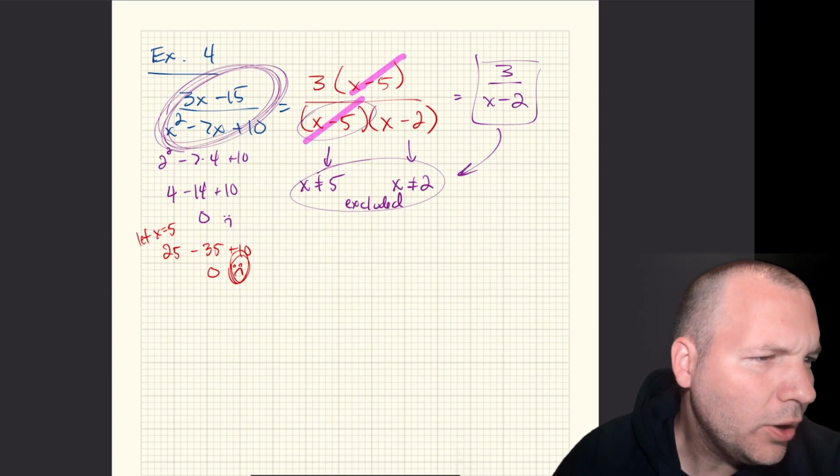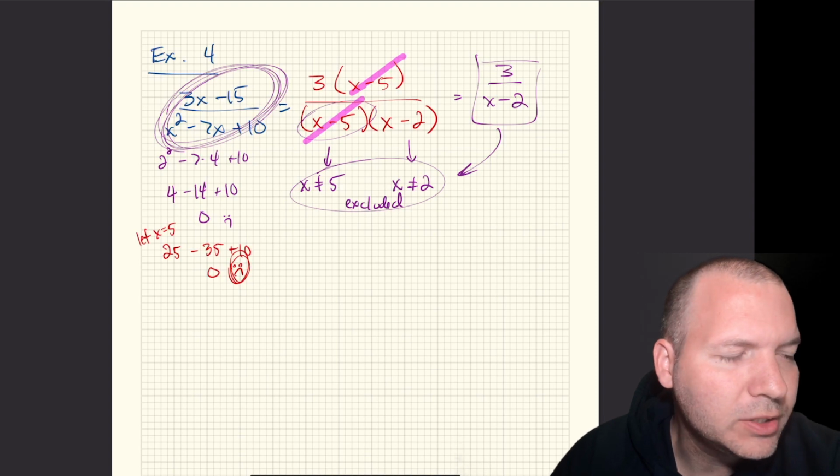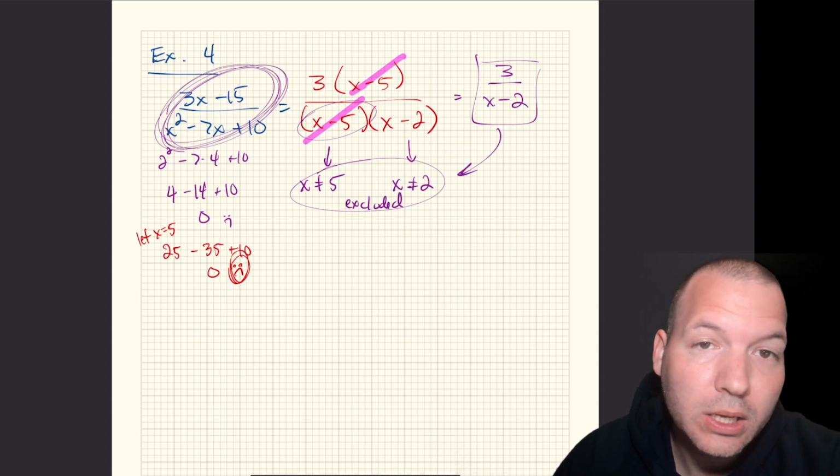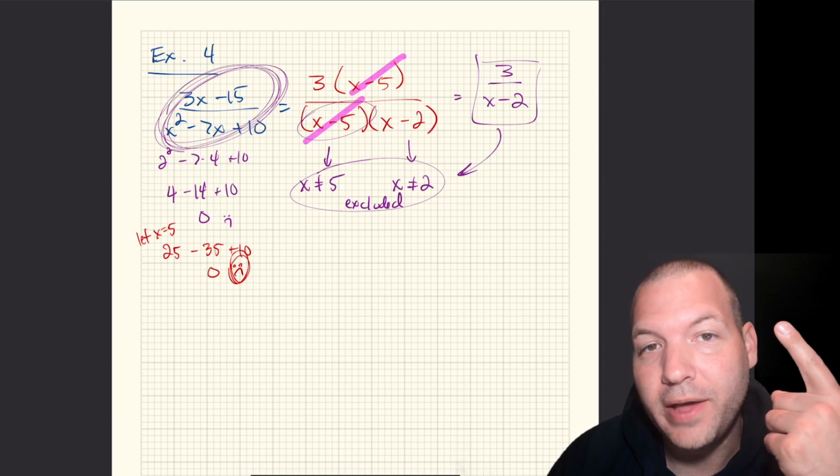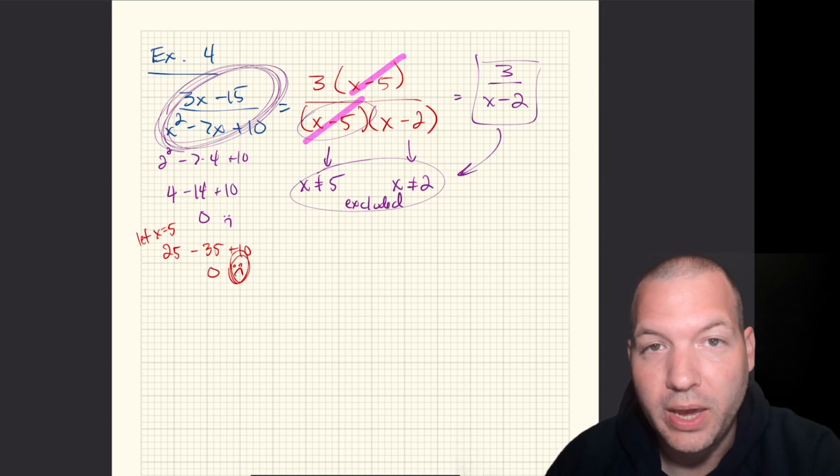Okay, go ahead and try and do the same thing on Check Your Progress 4a and 4b. That means that you will factor, but you will identify excluded values before you cancel anything out.